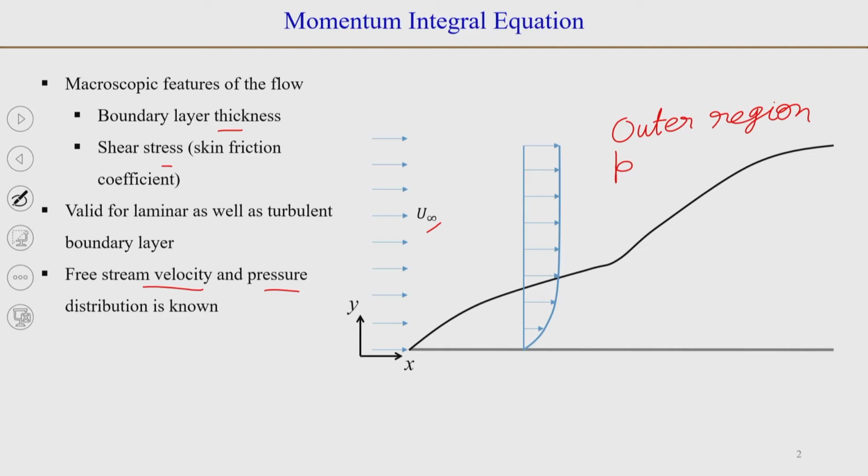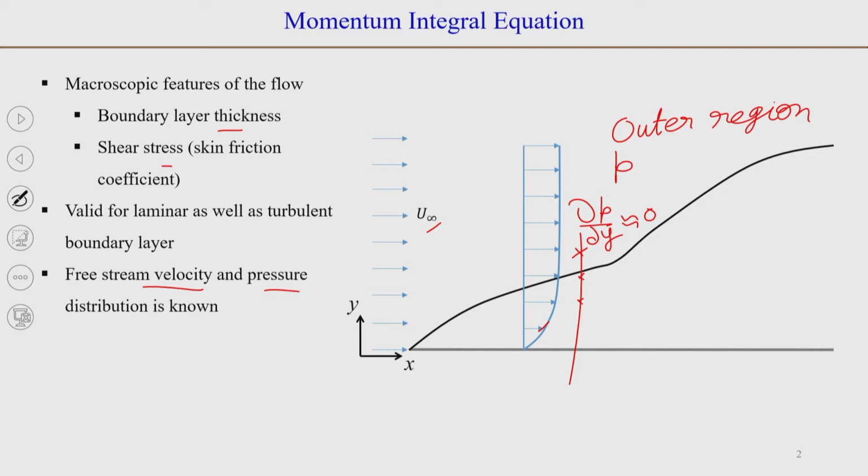Now, remember that we said that ∂p/∂y is approximately 0. So, the pressure in the outer region, we can use as the pressure in the boundary layer as well, at any cross section x.